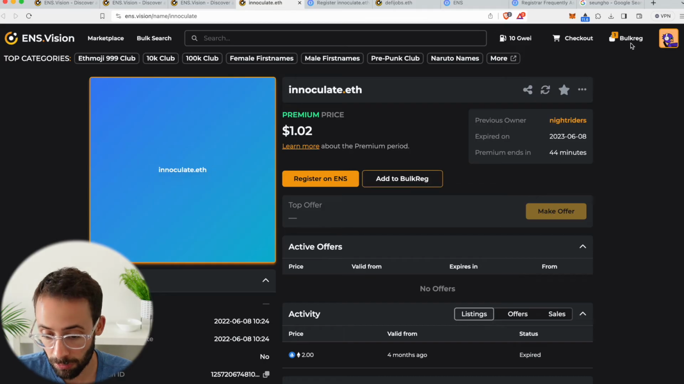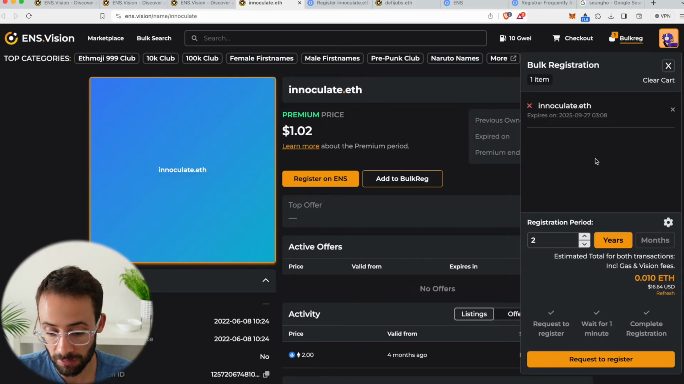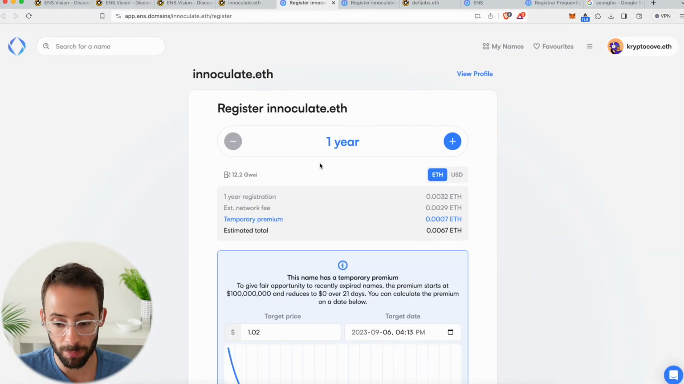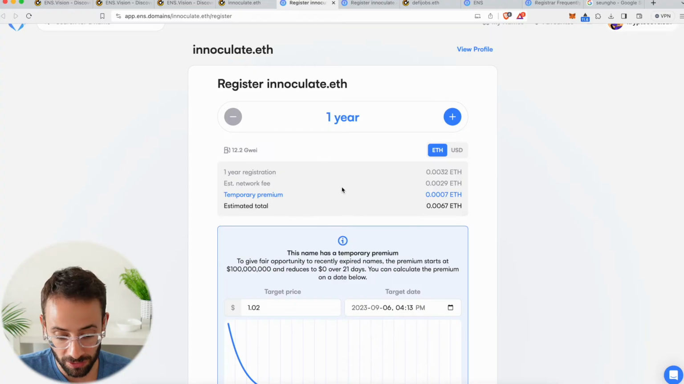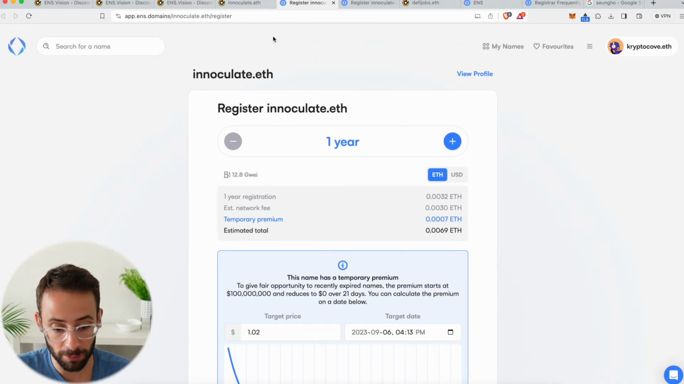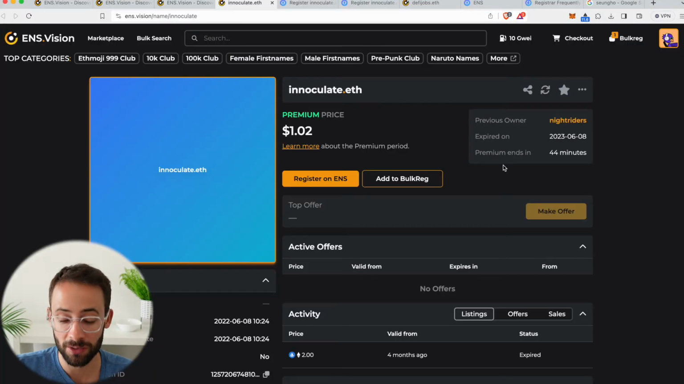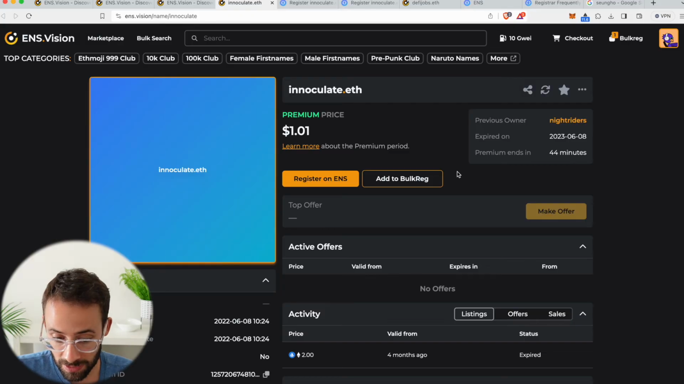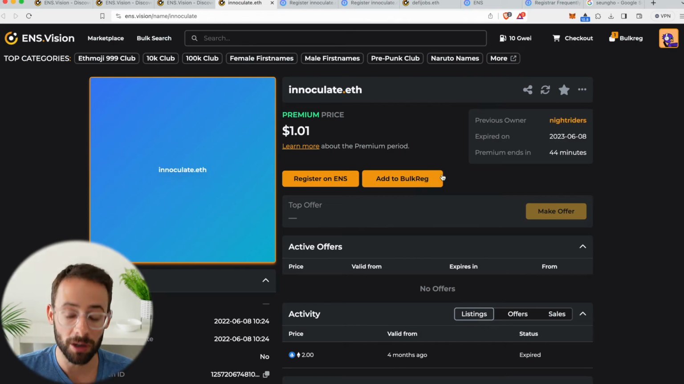Now, the bulk registration tool is how you register directly through ENS Vision, or you can hit this button, register on ENS, and it's gonna open up the ENS app where you register it directly through the Ethereum naming service. Now, there's a couple of reasons why you might want to use ENS Vision over the actual ENS app. And one of the main ones is that it's got so much extra functionality built into it. And since you're already on it, you know, you're good to go. Also, if you're doing a bulk reg, you could save money on gas fees.